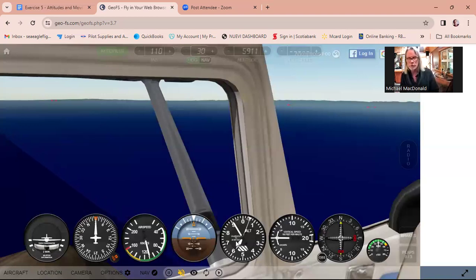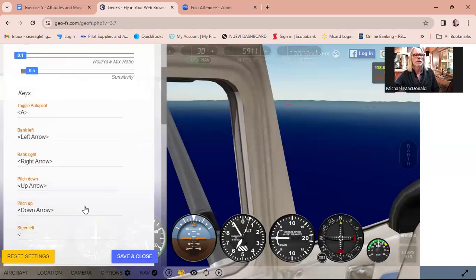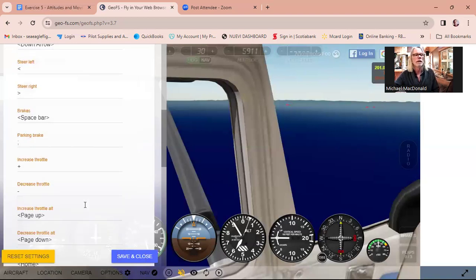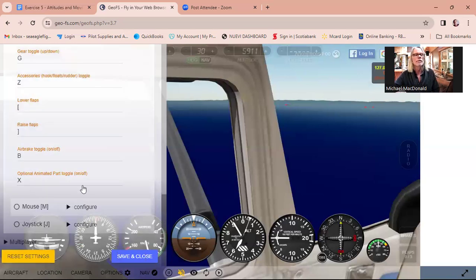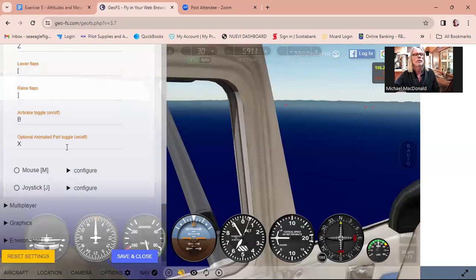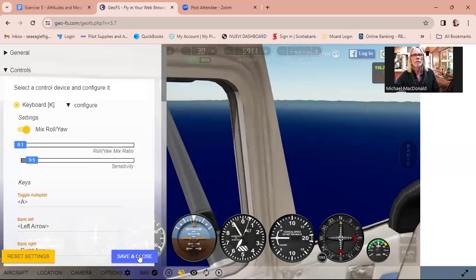Now, I can't really demonstrate the yaw on this particular software, I don't think anyways. I can have a look and see if it's there, but I don't really see a control for that. If I had the pedals and everything, I probably could do that. But I don't have pedals, so I can't show you the yaw, but we can talk about it.